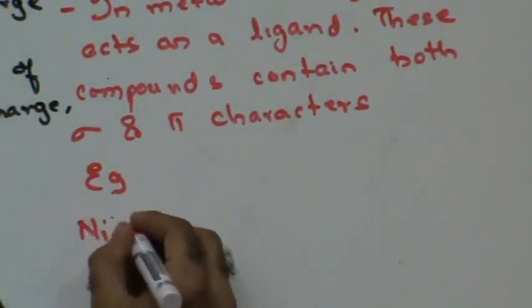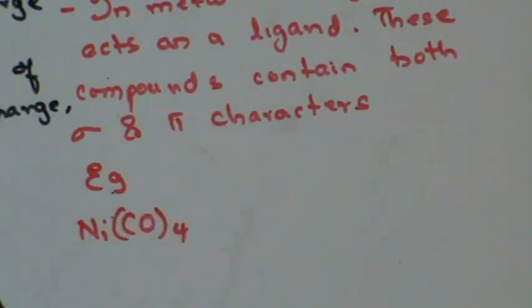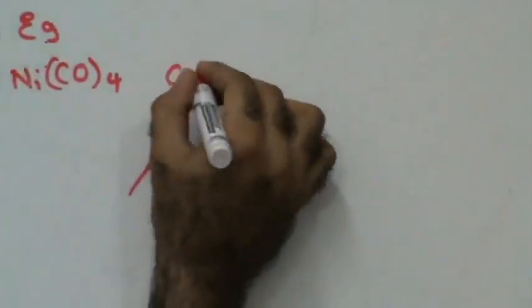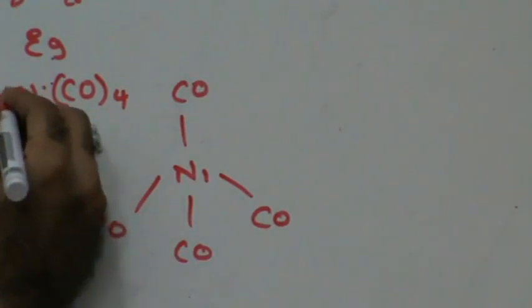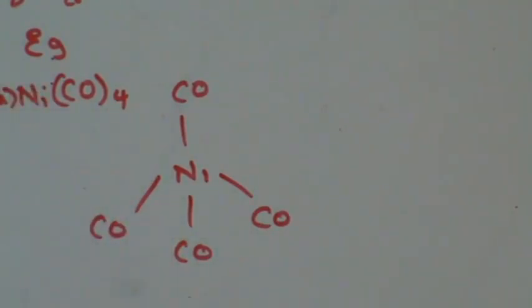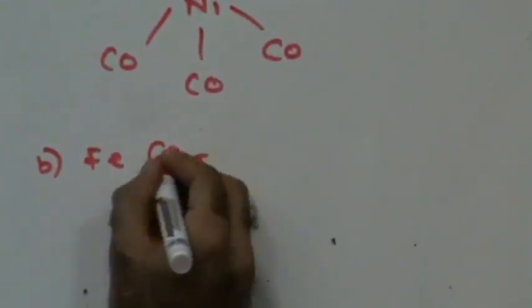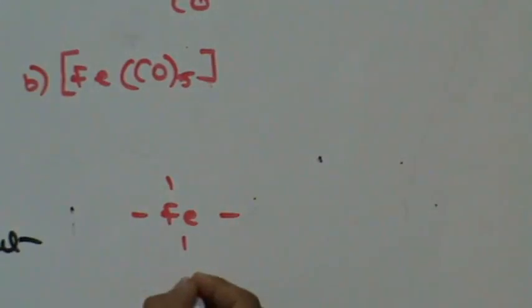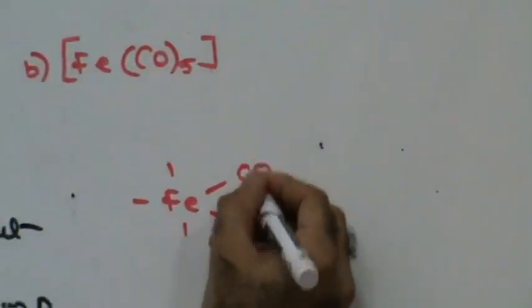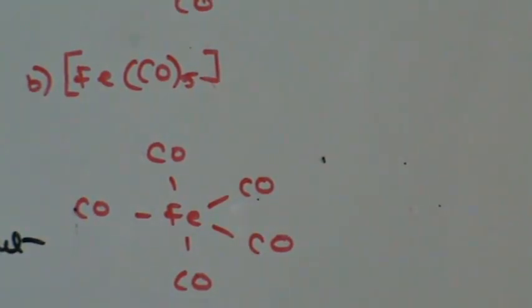For example, if I have NiCO4, the central metal atom is nickel and you have four carbonyl groups, so there will be lateral overlapping, and there will be a sigma bond of the carbonyl groups with the nickel. That's the reason why we said that it has sigma as well as pi bond. I could give you another example. Suppose I have FeCO5. There is going to be a sigma bond of Fe with the carbonyl groups, and there will be lateral overlapping between the carbonyl groups. Between Fe and carbonyl group there will be a sigma bond, right? Let me show you another example, guys.